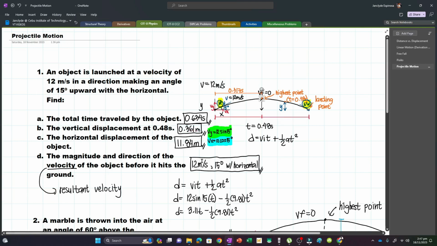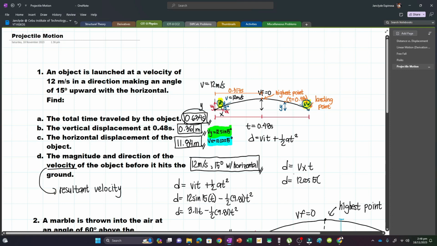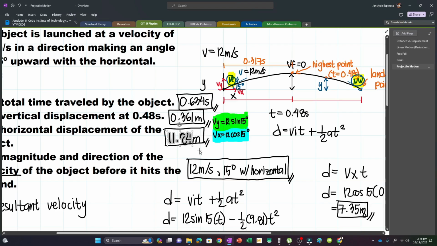And then let's review part C. We established that d is equal to vx times t. So d is equal to 12 cos 15 multiplied by the total time traveled, which is 0.634. And so this will be 7.35. Try to input this expression in your calculator to see if you get the same. So we list that, 7.35. I hope we agree.